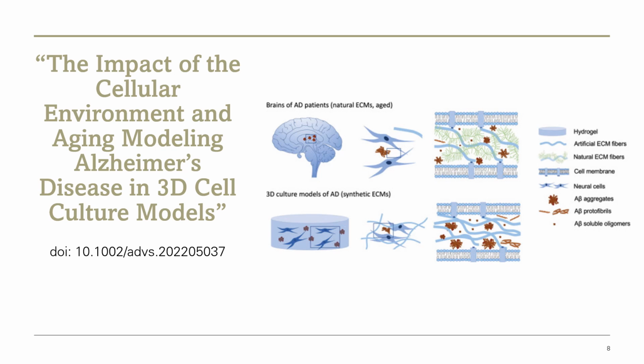This figure is from the paper The Impact of the Cellular Environment in Aging Modeling Alzheimer's Disease in 3D Cell Culture Models. In this paper, they used 3D cell culture to try and mimic the environment in the brains of patients with Alzheimer's disease. They found that the 3D cell cultures were able to better represent the amyloid beta plaques found in Alzheimer's disease brains compared to 2D cultures. Additionally, they found that the 3D extracellular matrix can better mediate disease pathogenesis.